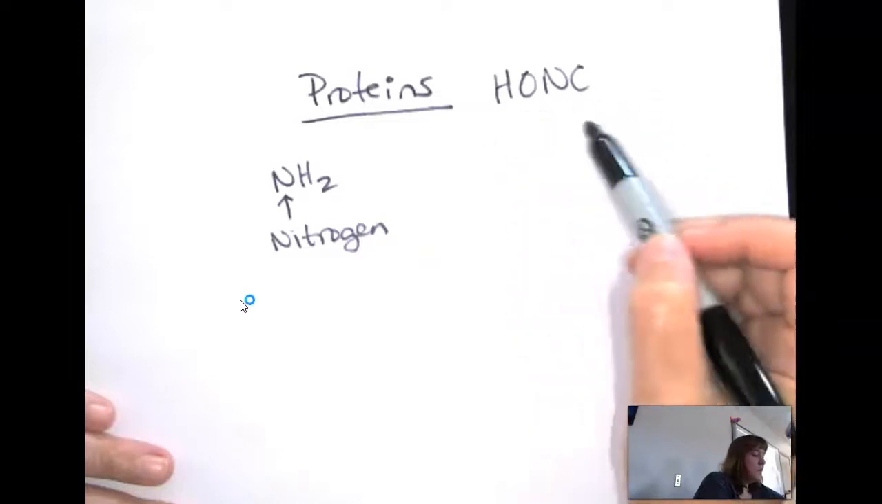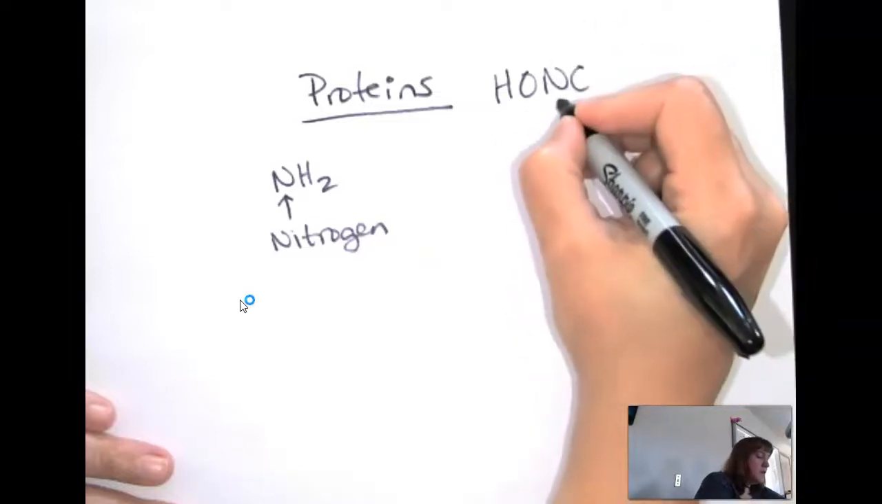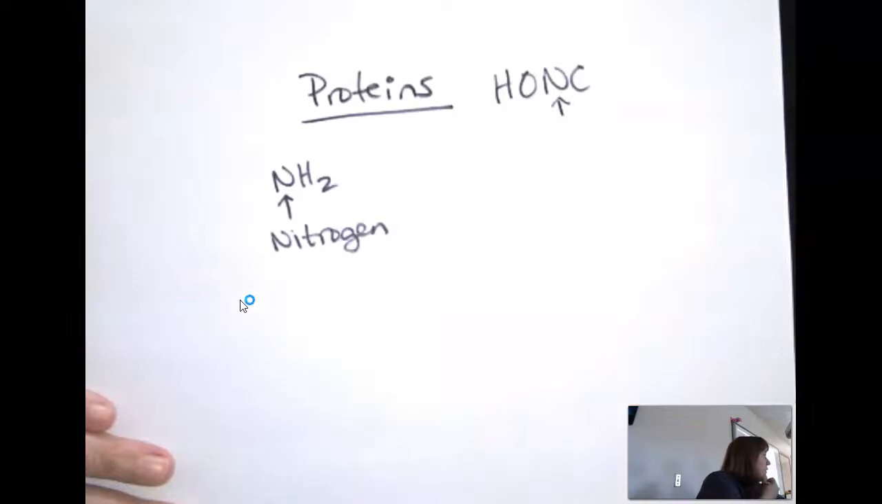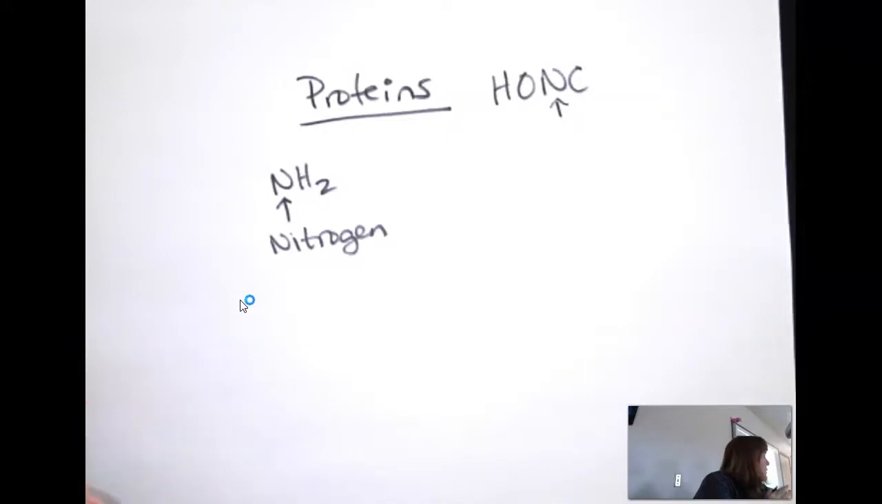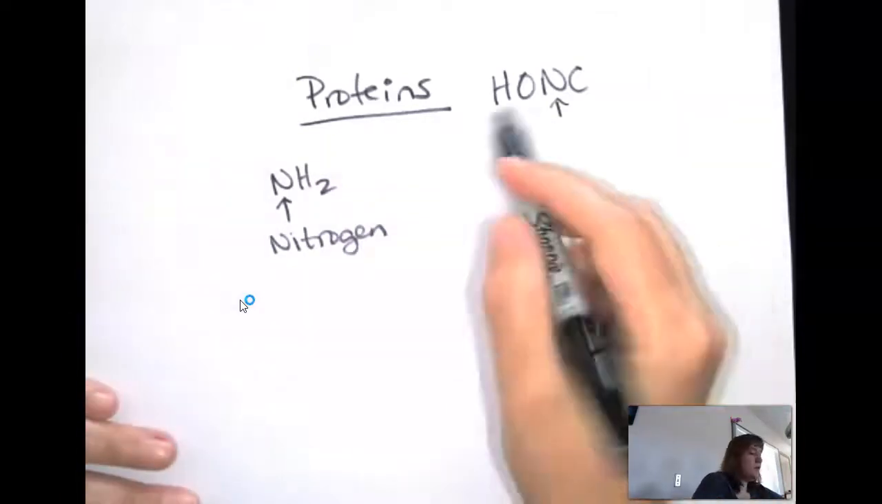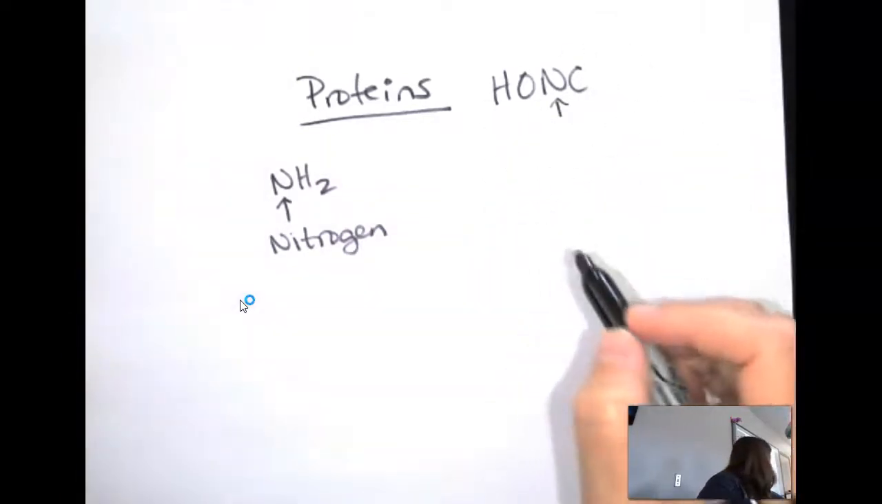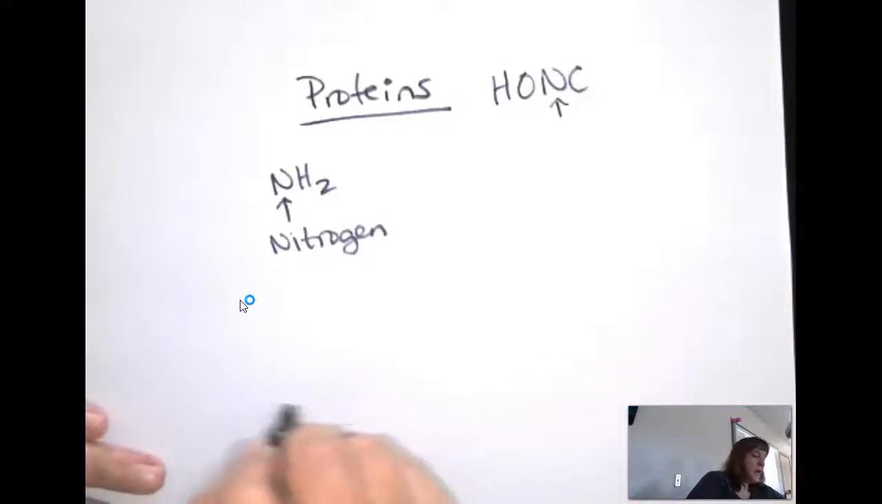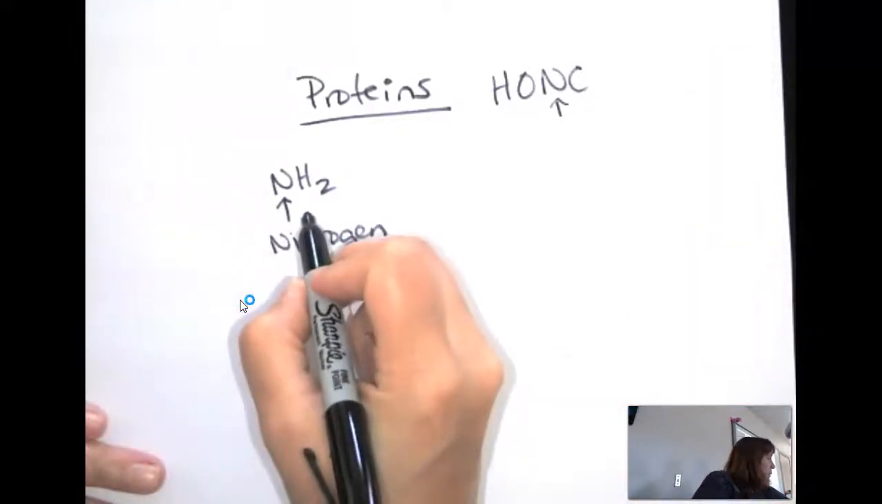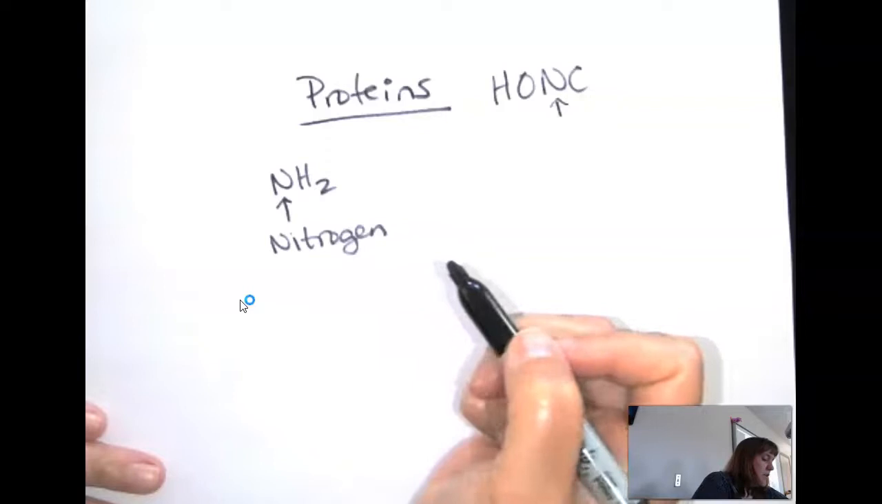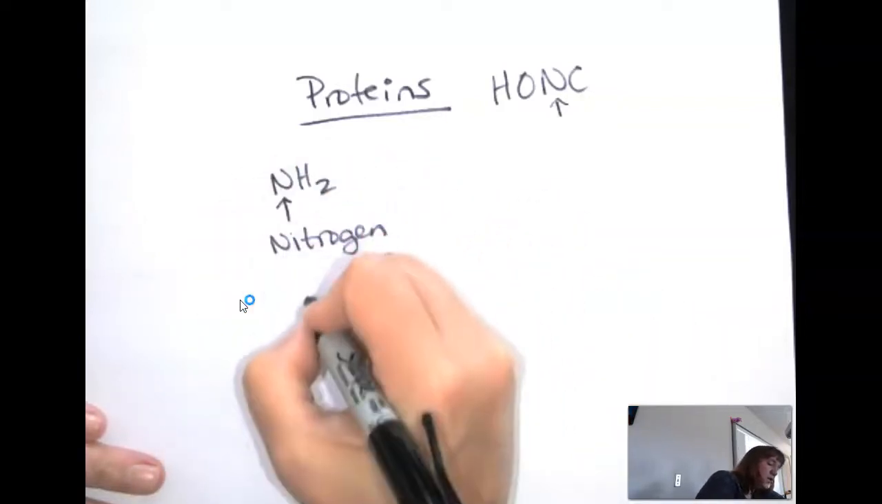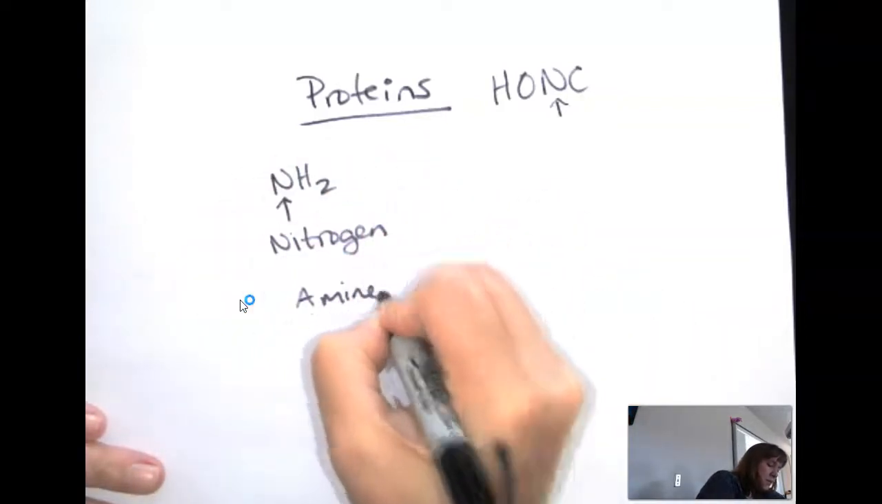So the very first time that we are introducing the full HONC here. When we studied our first chemistry video, we discovered that most of life is composed of HONC. So that's where I'm getting the HONC from. Okay, so the NH2 is called an amine group.